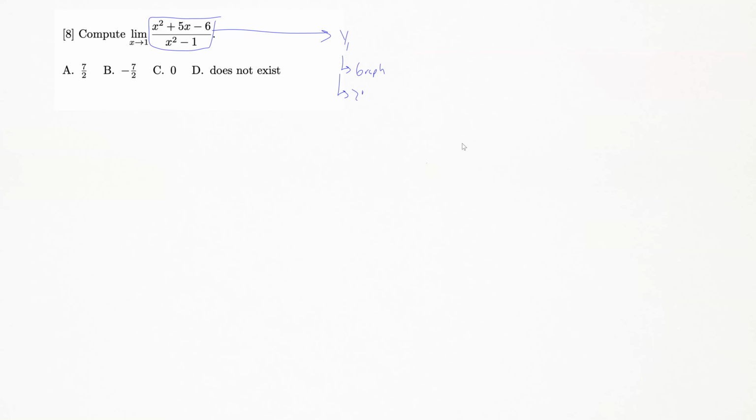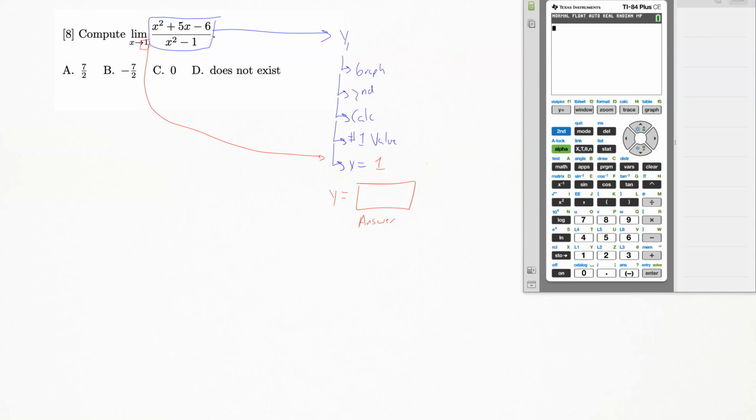And then we'll go through the process of hitting the second and then calc button. And then from that menu, we'll choose number 1, which is value. It'll ask us for an x value, and the x value that we'll type in will be the x value that they care about in this problem, which is as x approaches 1. And whatever the y value is that comes out of our calculator, that's going to end up being our answer if it gives us a y value. That's option 1 here.